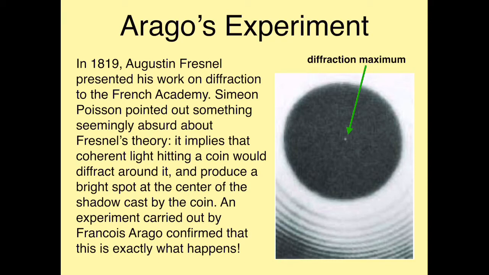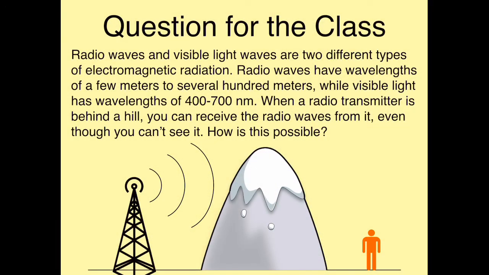So he took a coherent light source and shined that light source on a coin and then just projected that onto a wall. And he found, very surprisingly, that yes, you do get a very bright spot at the very center of the shadow cast by the coin. And in addition to that, you get this diffraction pattern all around the coin. And so with this idea of diffraction around a barrier in mind, let's take a look at an example.